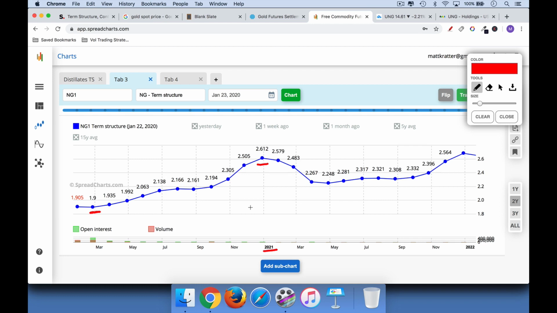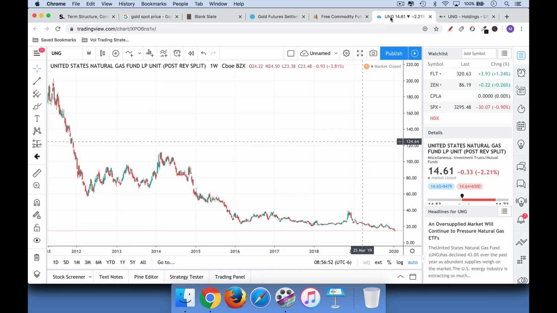So you can see here that basically the natural gas market is in Contango in the front months. It's upward sloping. And then it has a little bit of backwardation as you move from winter to spring in these various transition points. Now, what happens if you buy the natural gas ETF? The unleveraged one is called UNG.